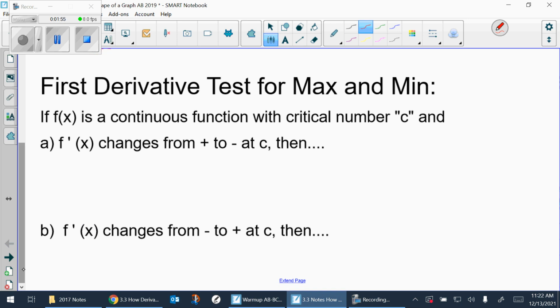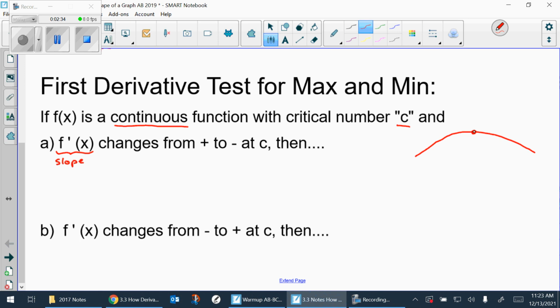Now, the first derivative test for max and min. We've got some nice continuous function, and it's got a critical number at c. That means, again, remember, the derivative is 0 or the derivative doesn't exist. If f prime of x changes from positive to negative, let's draw a picture of that. Let's draw the slope being positive and then the slope changing to being negative. Well, when that happened, what did you have?